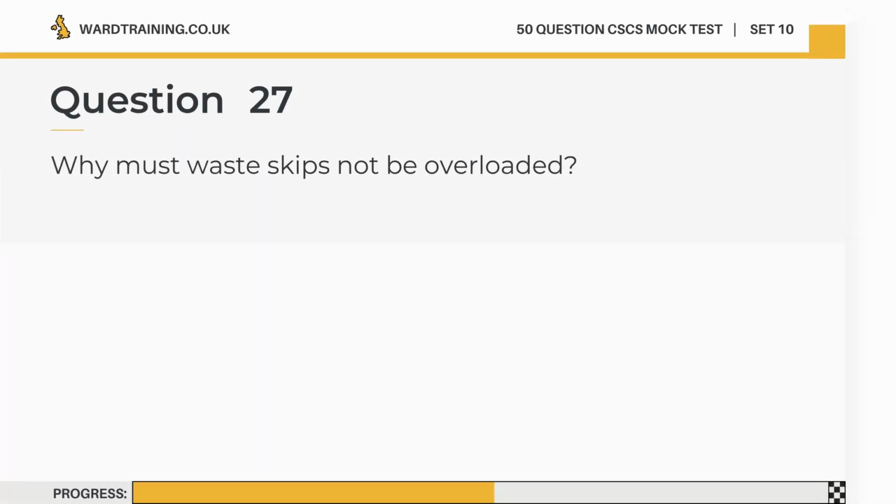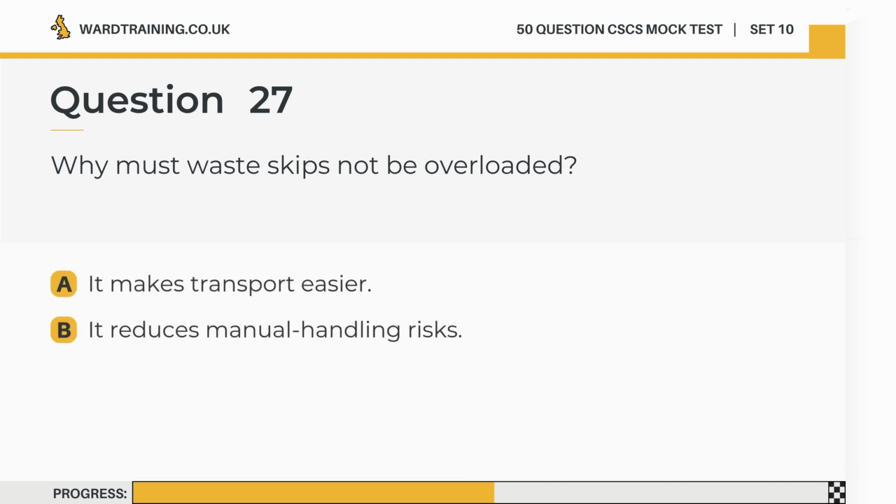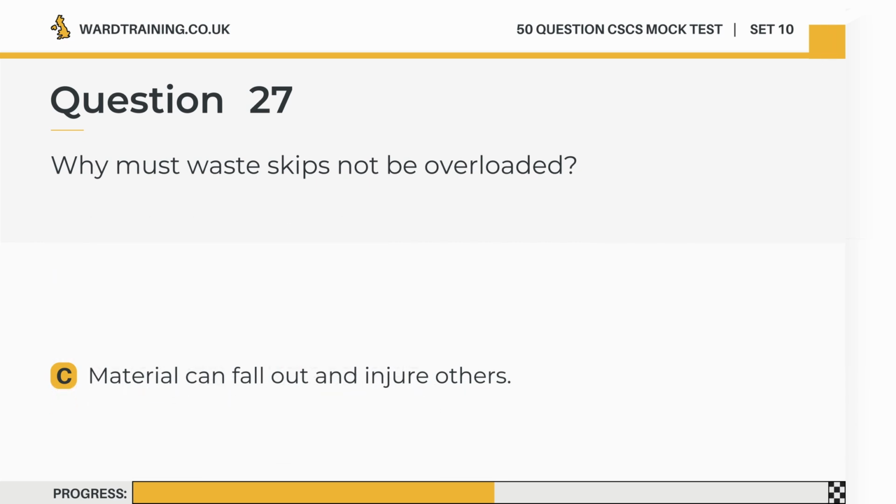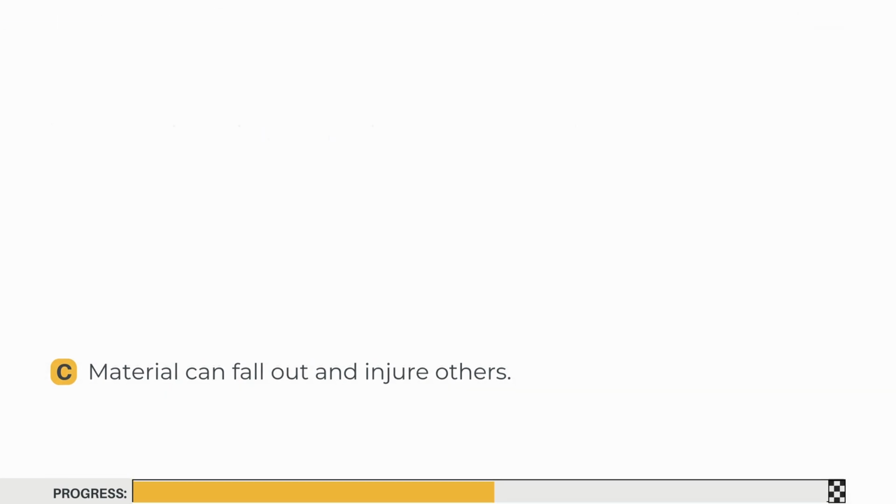Question 27. Why must waste skips not be overloaded? A. It makes transport easier. B. It reduces manual handling risks. C. Material can fall out and injure others. D. It allows faster waste collection. The correct answer is C. Material can fall out and injure others.